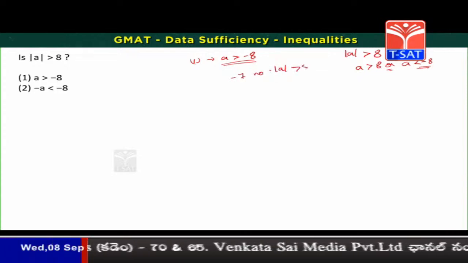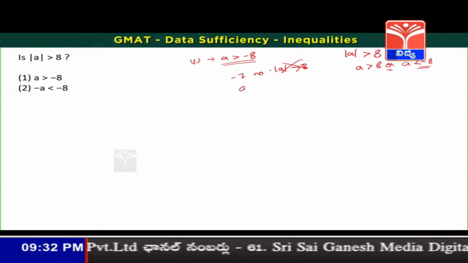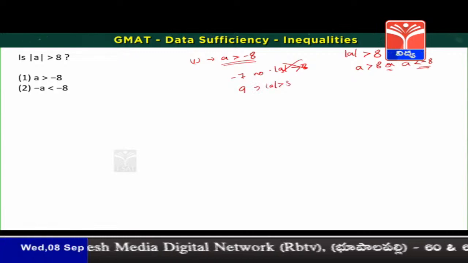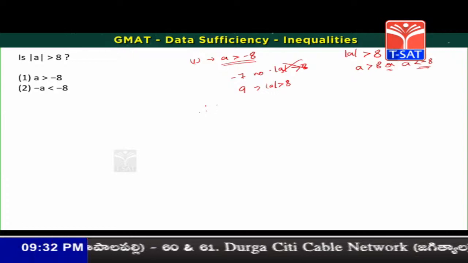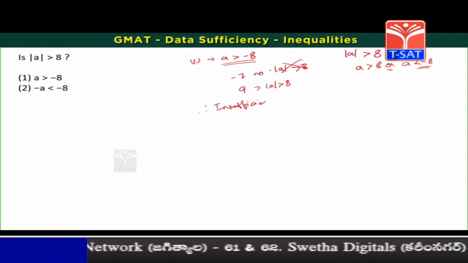But the first statement tells us that A is greater than minus 8. So, if it is, say, minus 7, then no, mod A is not greater than 8. But if it is, say, 9, because 9 is also greater than minus 8, then mod A is greater than 8. So, it can go either way, therefore it is insufficient to answer the given question.